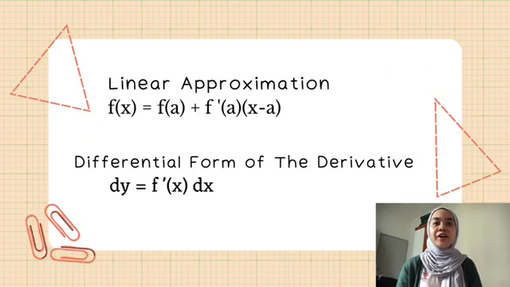The equation for linear approximation is f(x) equals f(a) plus f prime(a) multiplied by (x minus a), while the differential form of the derivative is dy equals f prime(x) multiplied by dx.